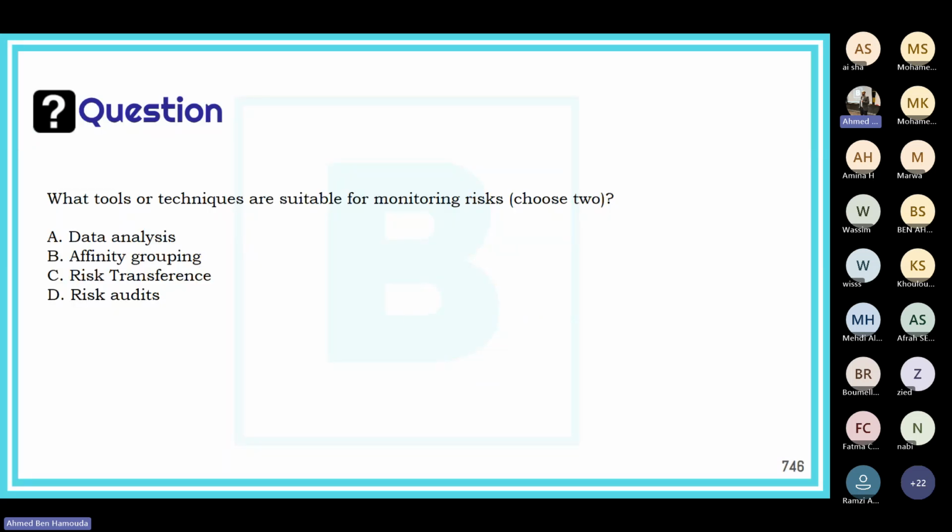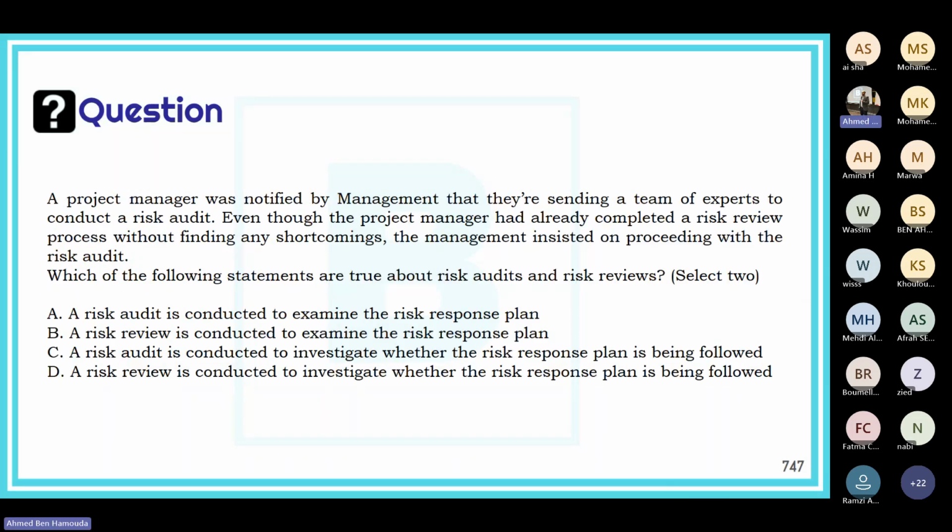Let's have a question about this. A project manager was notified by management that they're sending a team of experts to conduct a risk audit. Even though the project manager had already completed a risk review process without finding any shortcomings, the management insisted on proceeding with the risk audit. Which of the following statements are true about risk audits and risk reviews? So here, select two answers.